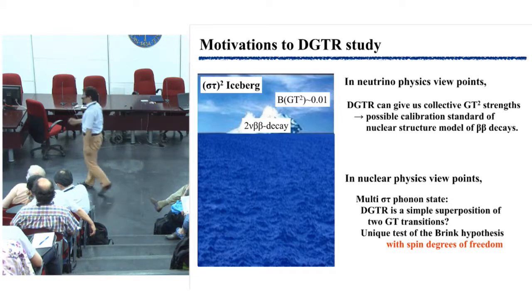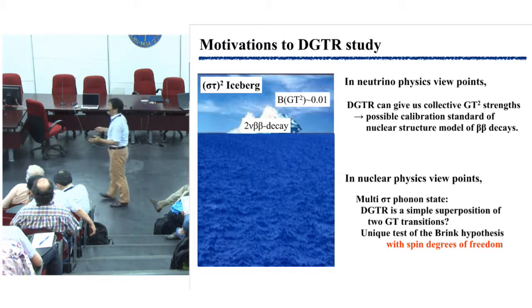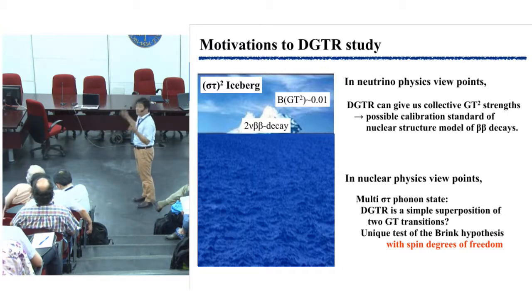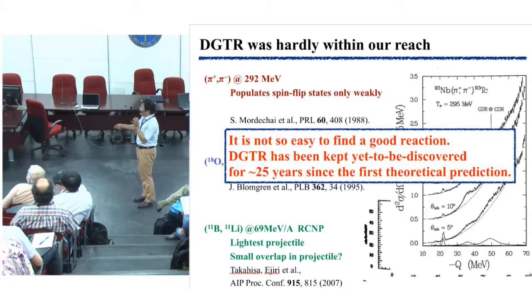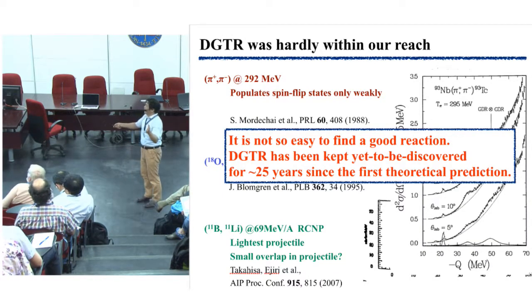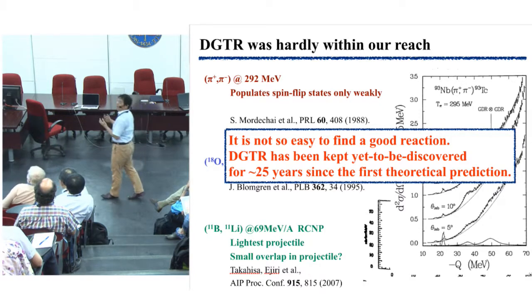Okay, it sounds quite interesting, but so far nobody has succeeded in observing the double Gamow-Teller resonance. It is very hardly within our reach. Of course, there have been several attempts to discover it. One is the pion double charge exchange reaction. The other is the heavy ion charge exchange reaction. But I will skip the details. All the attempts turned out to be failures.